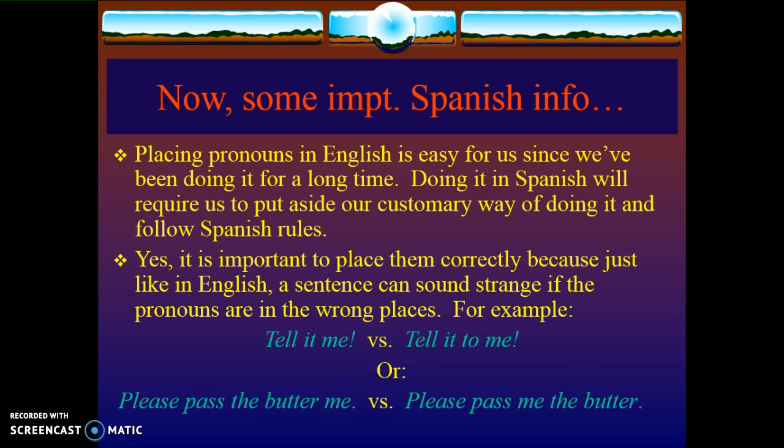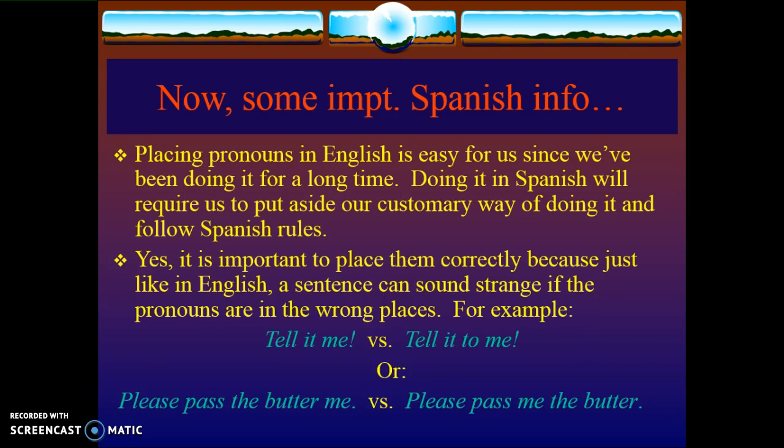All right. Now here's some really important Spanish info. Placing pronouns in English is easy for us since we've been doing it for a long time, our whole lives, without even thinking about it. Doing it in Spanish will require us to put aside our customary way of doing it and follow Spanish rules, okay? So you have to think Spanish mode now. And yes, to answer your question that you're probably asking, it is important to place them correctly because just like in English, a sentence can sound strange if the pronouns are in the wrong places.